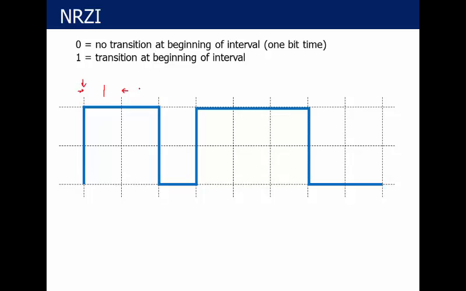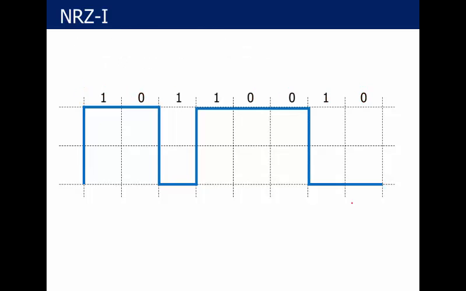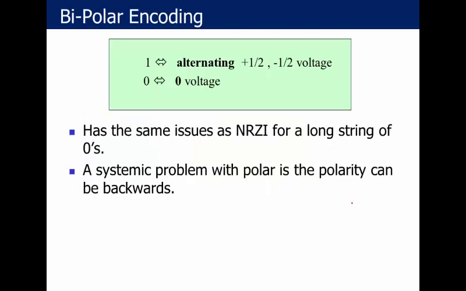If you look here, there is no transition. What about this? There's a 1, because there is a transition. If you look at this, there is a 1. There's a 0, 0, 1, 0. So far, so good. So far, you may say, I like it. So that is that. And bipolar encoding.